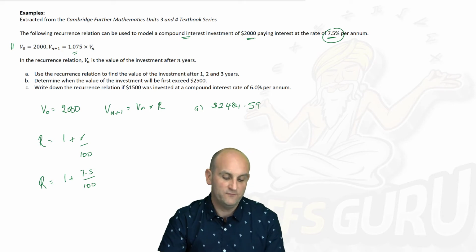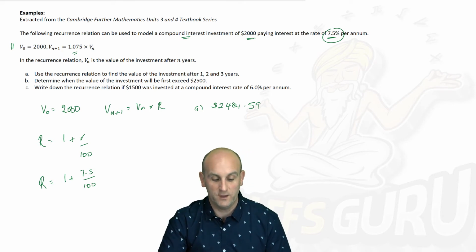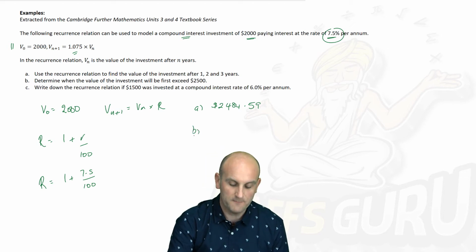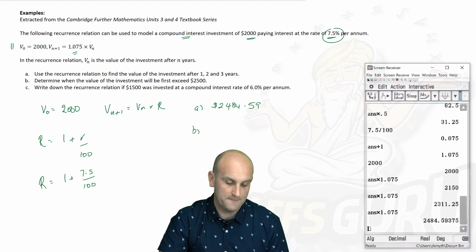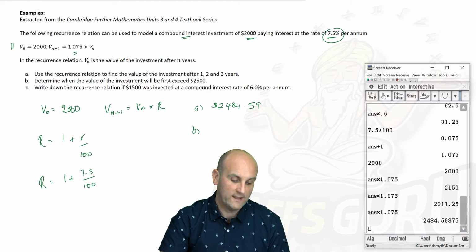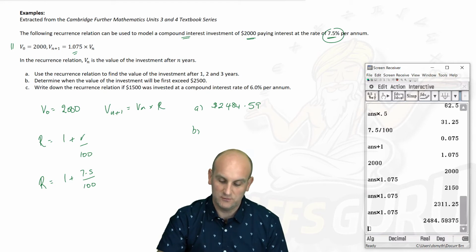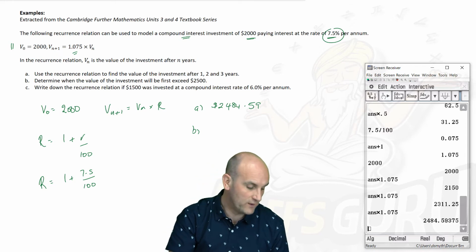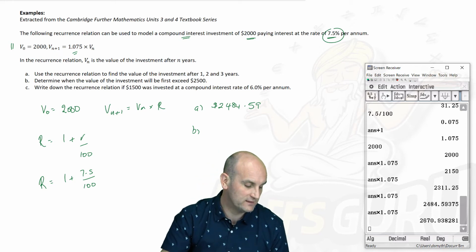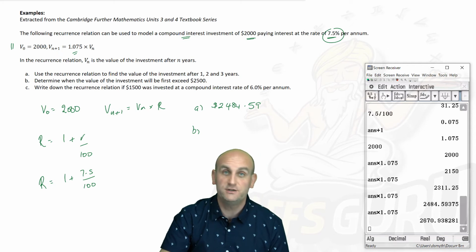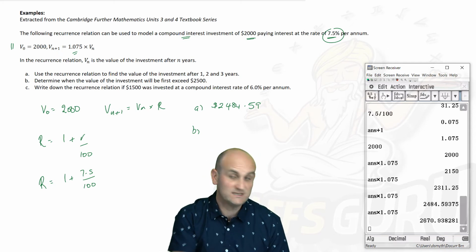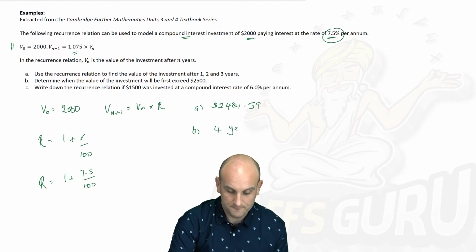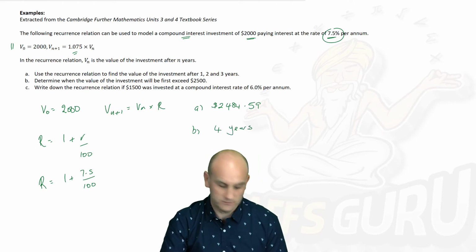Determine when the value of the investment will first exceed $2,500. Okay, so here's part B. Well, we can just use my calculator again. Determine when the value of the investment will first exceed $2,500. Well, we're close after 3 years. So if I press it again, does it go over $2,500? Well, I should cocoa. So nicely, my calculator's done it again. So I'm just going to say after 4 years. Yeah, because after 4 years, it got to, what was the value again?